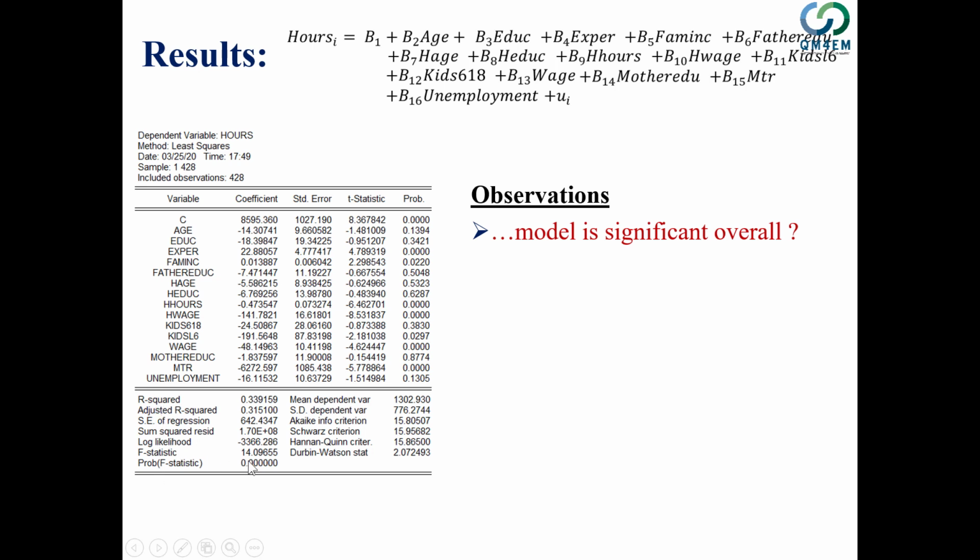Well, 14.09655. It's statistically significant, but not too much. Look at the R square value, 0.339. Well, it's explaining 33.9% of the total variation in hours. All these explanatory variables are explaining only 33.91% of the variation in hours.